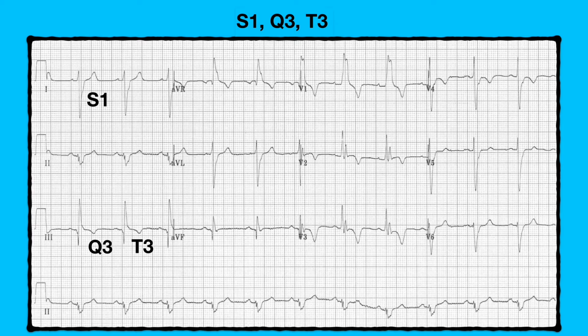Here's a 12 lead example of that pattern. As you can see, we have that S1 very deep in lead 1. That gives us that right axis. We have that Q3 being pathological in lead 3, as well as an inversion of that T wave in lead 3 as well.